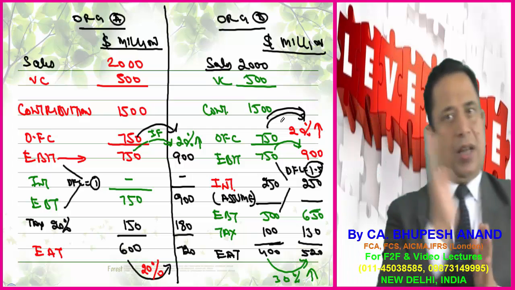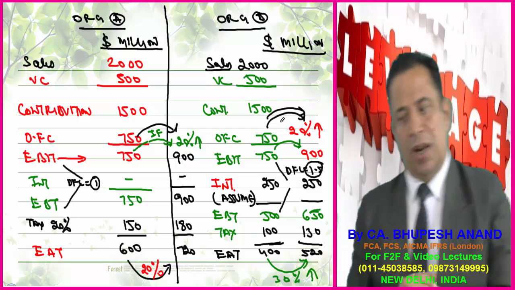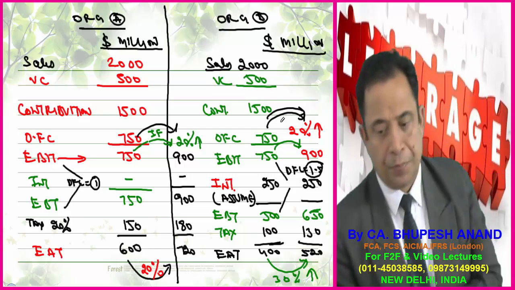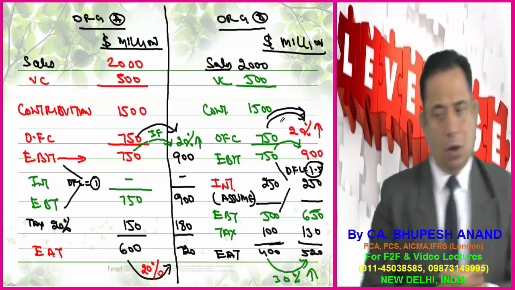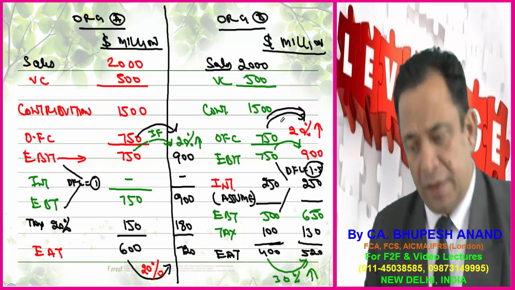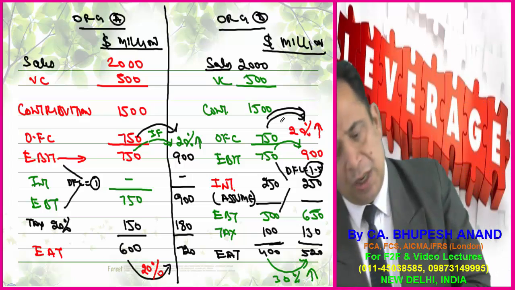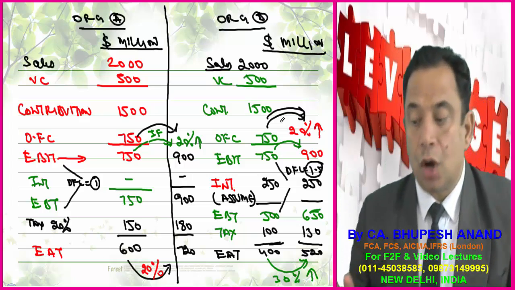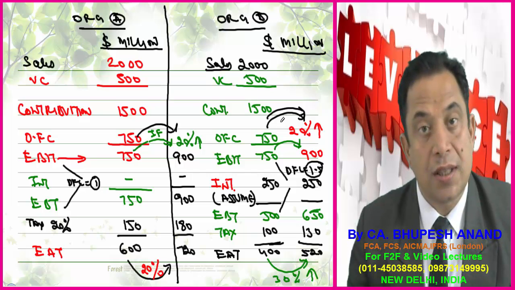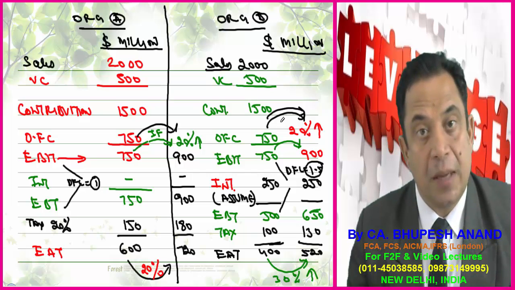In organization A, sales is 2000. In organization B also, sales is 2000. In organization A, variable cost is 500. In organization B, variable cost is 500. Contribution is 1500. Operating fixed cost is 750. EBIT is 750.